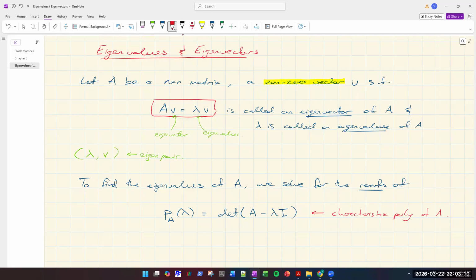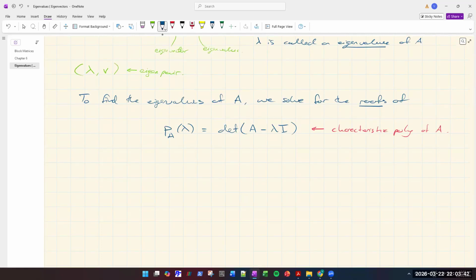So when we solve this polynomial, if A is an n by n matrix, this polynomial will be of degree n, so an nth degree polynomial. And we of course know that an nth degree polynomial has n roots. Now, these roots may be repeated. They may all be different. Some may be complex. We don't know. But the roots will be the eigenvalues.